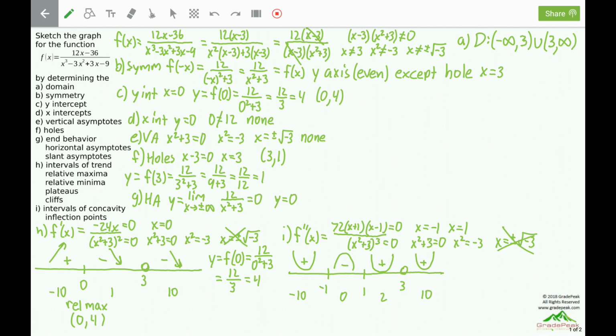Right at the candidate number of x equals -1, we have the concavity changing from concave up to concave down. So x equals -1 will be an inflection point. It has an x-coordinate of -1. It has a corresponding y-coordinate that can be found by plugging the x-coordinate back into the original function. So y equals f of -1.